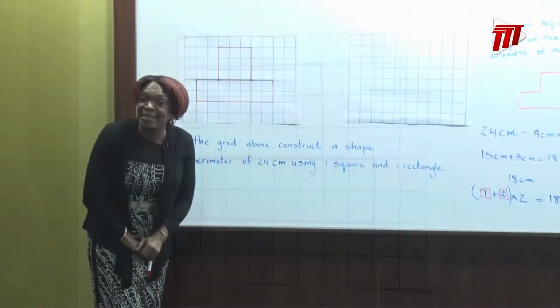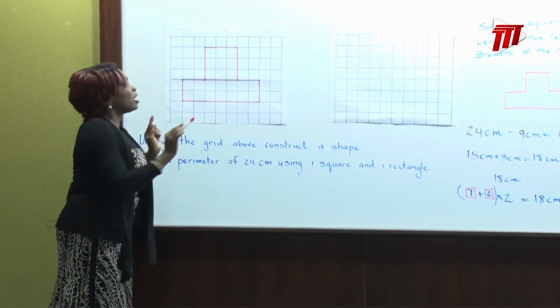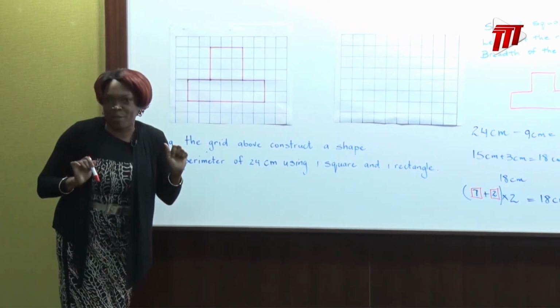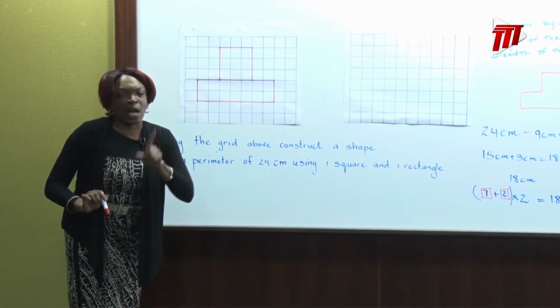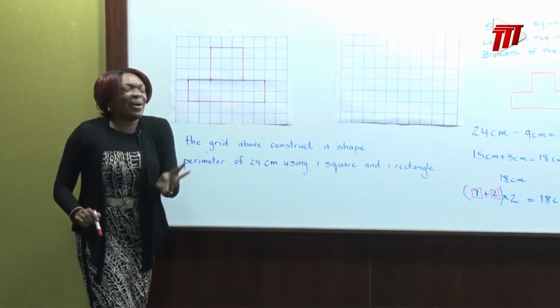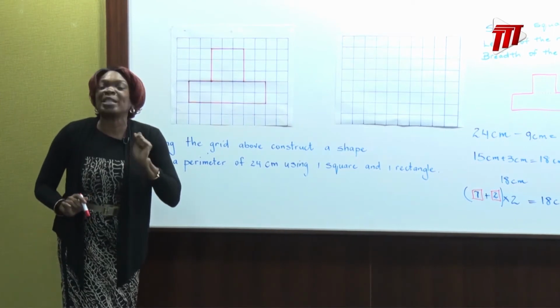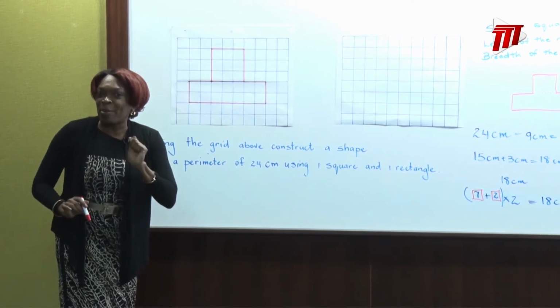Did you see me go inside? No, because we are focusing on the perimeter, the outer sides. Are you with me? Let's count. I feel somebody already counted, you know. But let's count together to see if we really got 24 centimeters as the perimeter. Let's go.